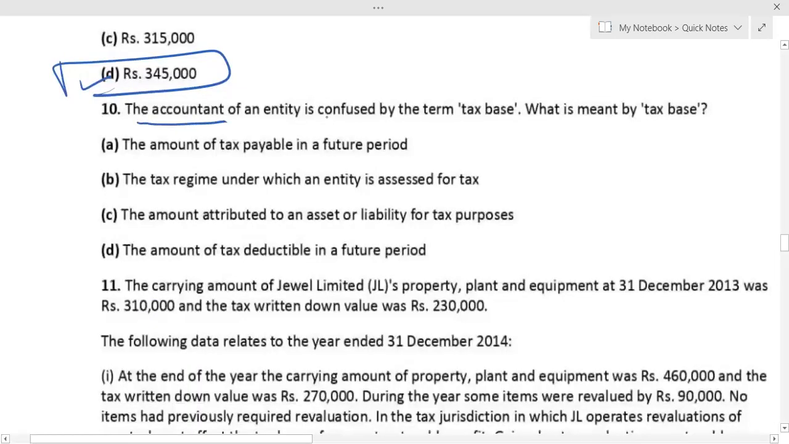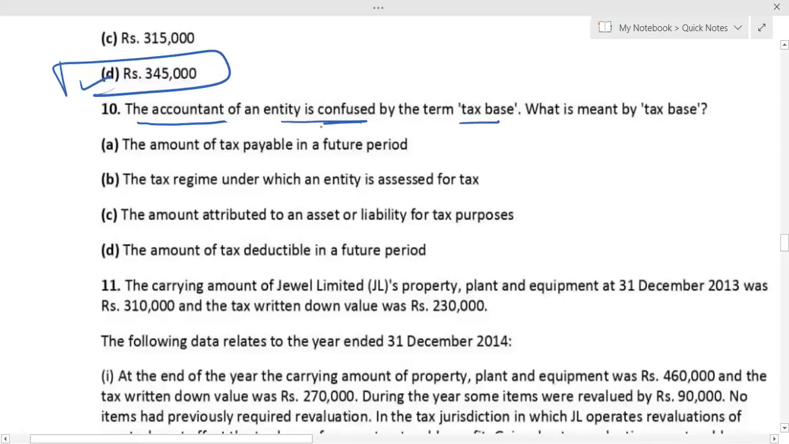The accountant of an entity is confused by the term tax base. I think we did repeat this many times in our earlier lectures as well. Tax base means the value assigned by tax authorities to your assets or liabilities. Simply, according to the tax authorities, what is the value of the asset or the value of the liability?